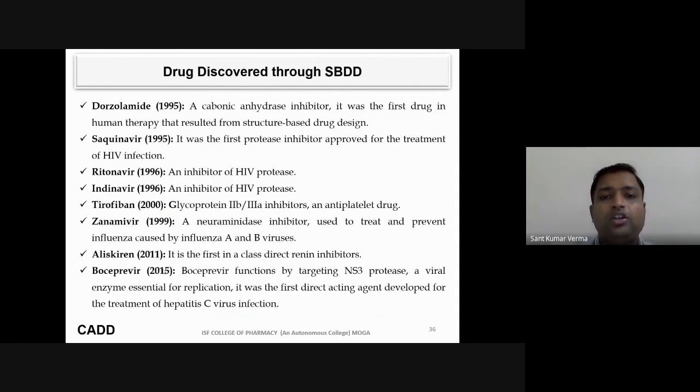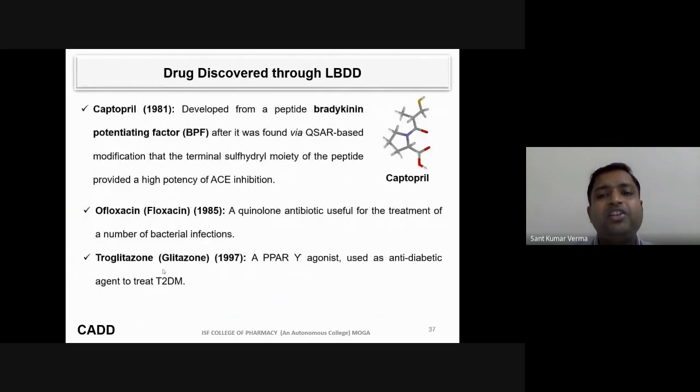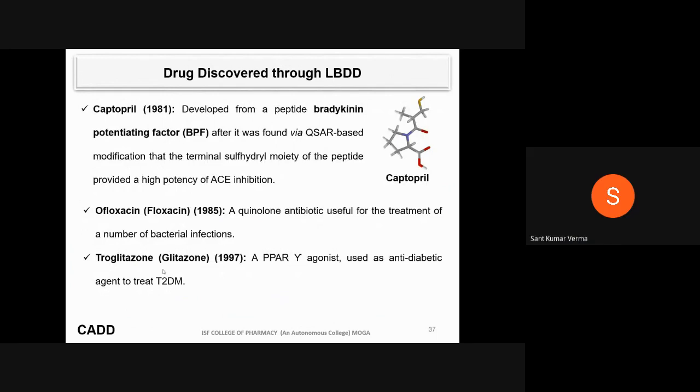A drug discovered through the LBDD approach was captopril, which was discovered in 1981. It was an ACE inhibitor. Another drug discovered through the LBDD approach was ofloxacin, a quinolone-based antibiotic, discovered in 1995, and the major anti-diabetic drug based on the glitazone category was troglitazone, which was discovered in 1997. It is a PPAR gamma agonist used for the treatment of type 2 diabetes mellitus.